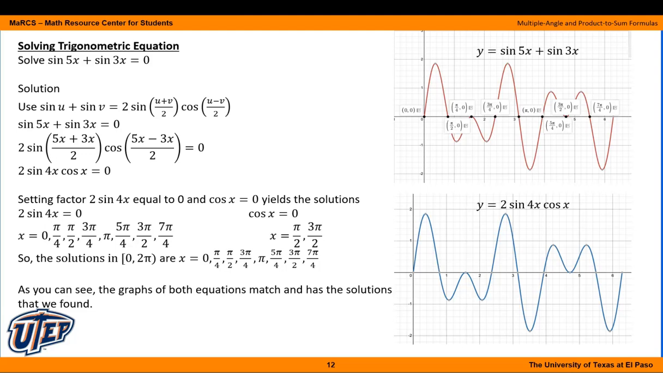Combining these solutions with the solutions from cosine x equals 0 gives the complete solution set shown on the slide. The graphs on the right confirm that the original expression and the transformed expressions are equivalent and share the same zeros. This example illustrates the power of sum to product identities when solving trigonometric equations.